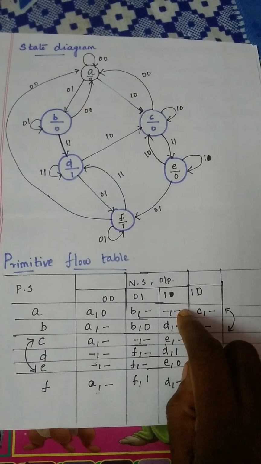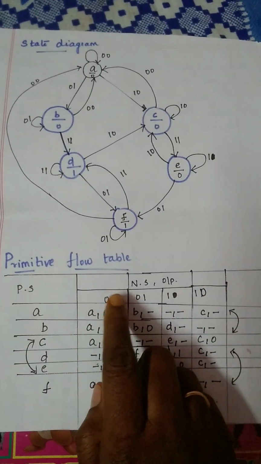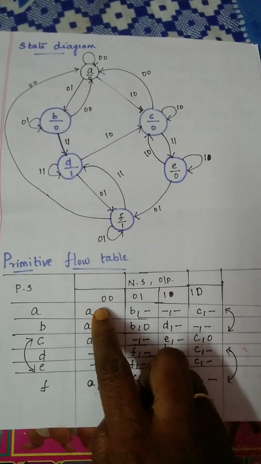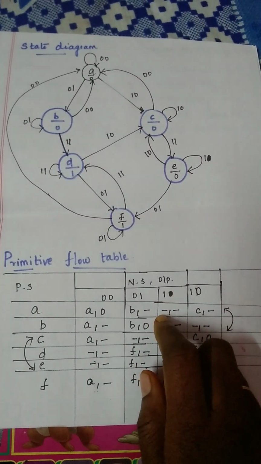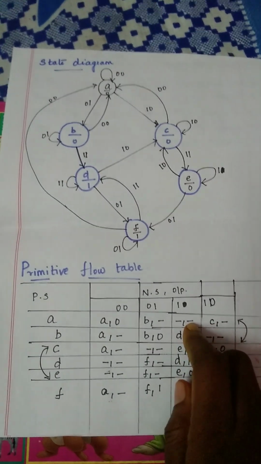And what about this one? We all know that both the bits should not change. So 0 0 can't change to 1 1. So we are writing this as dash comma dash.